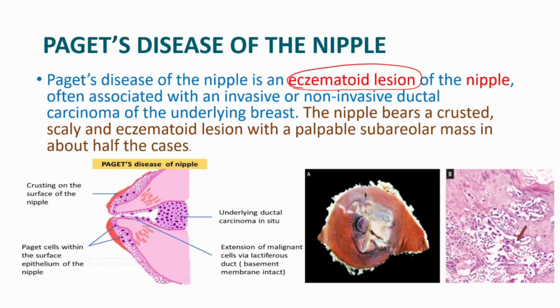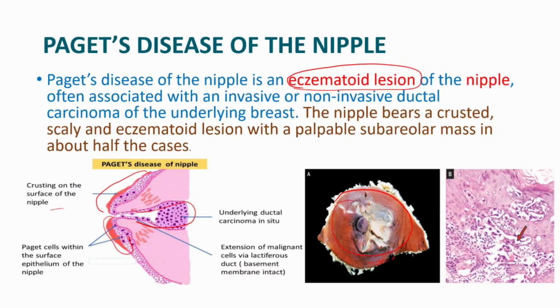Okay, you can see the nipple bears a crusted, scaly, eczematous lesion with a palpable subareolar mass of the breast. You can see the Paget's disease of the nipple here, the crusting of the surface of the nipple. We have Paget's cells in the surface epithelium of the nipple. So this is Paget's disease of the nipple.